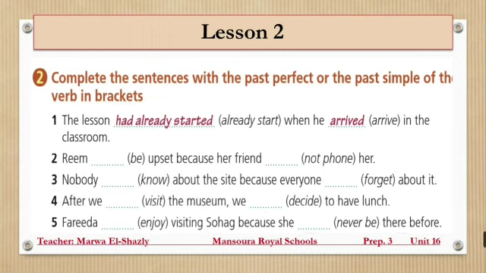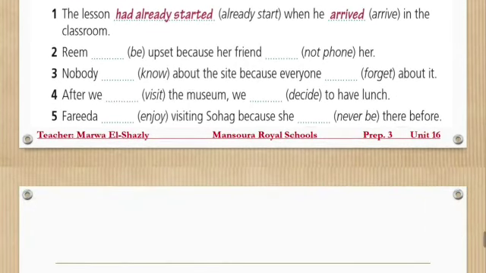2, Reem was upset because her friend hadn't phoned her. 3, nobody knew about the site because everyone had forgotten about it. 4, after we visited the museum, we decided to have lunch. 5, Farida enjoyed visiting Suhag because she had visited there before. Pause the video, think of the answers and come back later.